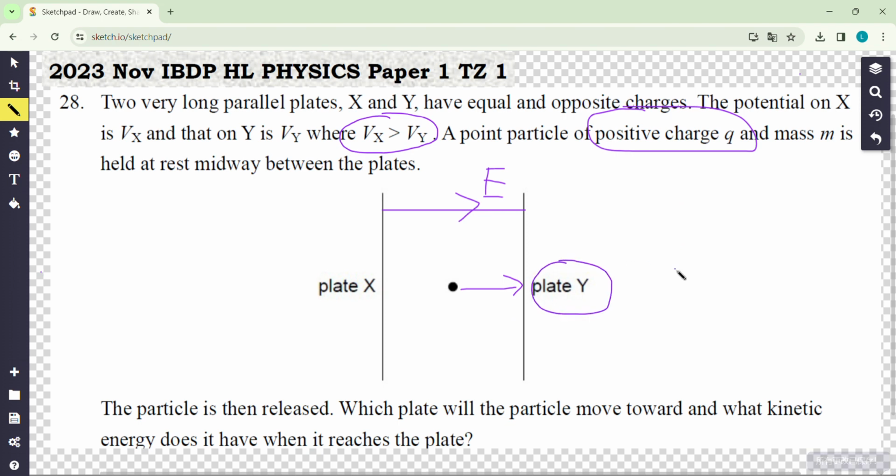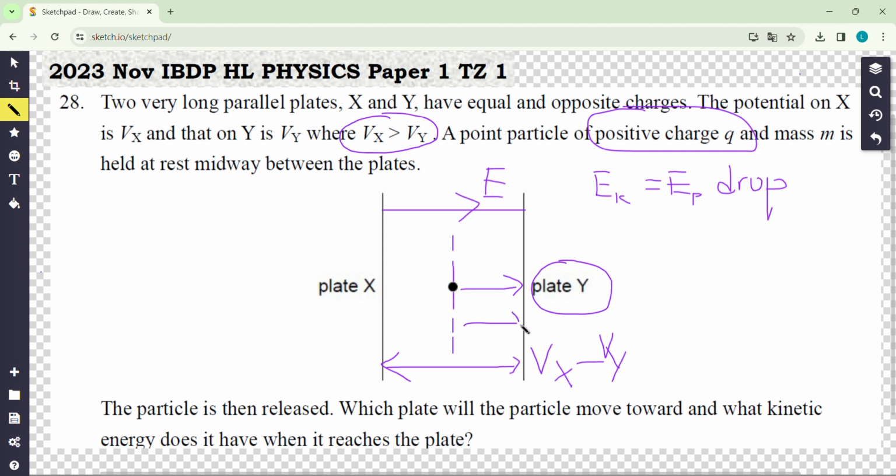And then how much kinetic energy will it gain? So remember, kinetic energy gain equals potential energy dropped. So look at here, between the two plates as a whole, the potential difference is Vx minus Vy. As the electric field is uniform between the parallel plates, the potential drop at the midway is just half of this one. So the potential difference between this midpoint and plate Y will be half of Vx minus Vy.